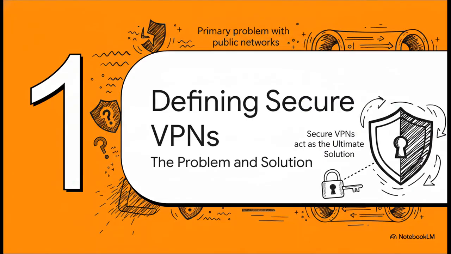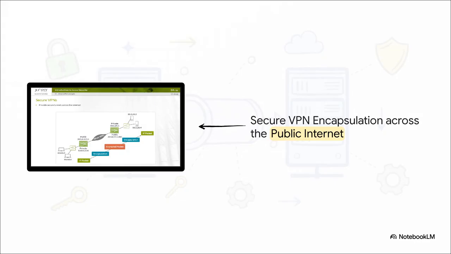All right, Section 1, Defining Secure VPNs, the problem and the solution. So a secure VPN essentially builds a tunnel right across the public internet. It does this by encapsulating and encrypting an IP packet so it can safely travel from one private network over to another. Think of encapsulation kind of like putting your original IP packet inside a secondary, heavy-duty secure envelope before it ever even touches the public network.